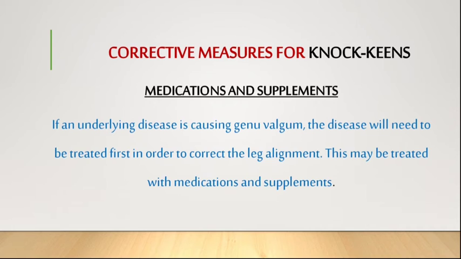If an underlying disease is causing genu valgum, the disease will need to be treated first in order to correct the leg alignment. This may be treated with some medications and supplements. Okay class, so let's move to the next page.